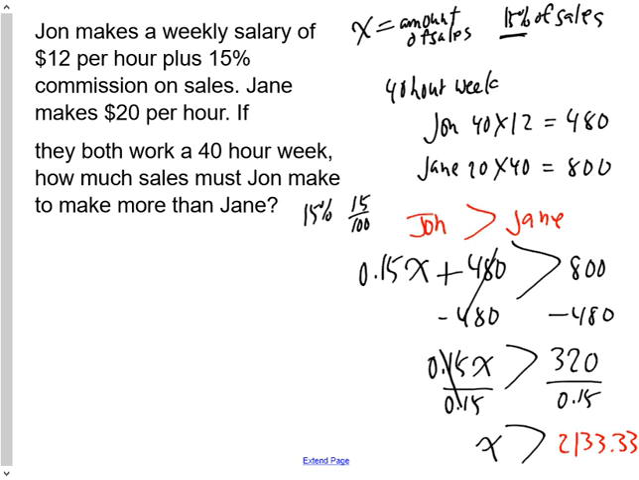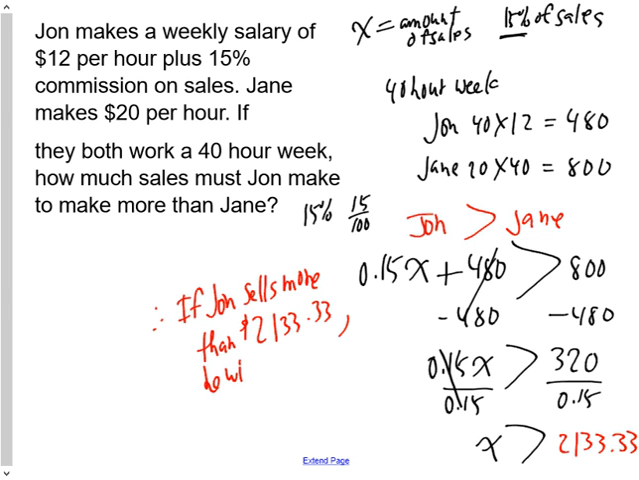So, therefore, if John sells more than $2,133.33, he will make more than Jane.